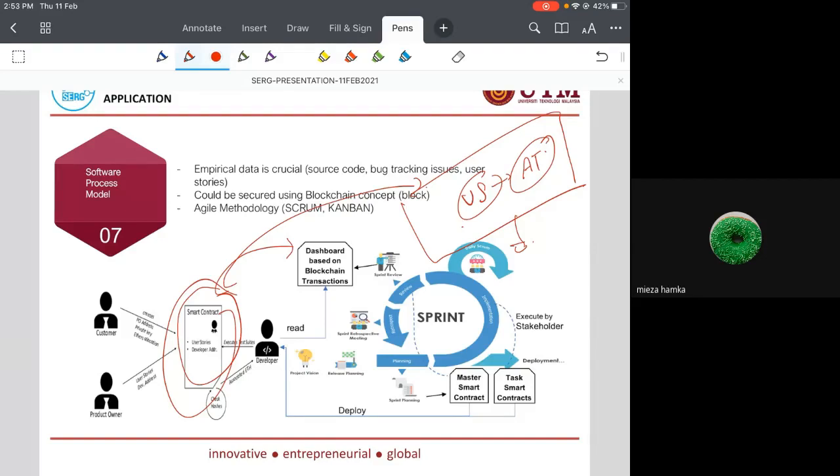Meaning that in the current practice, the SRS is signed off only one time. We have the SRS, the product owner signs, agrees just once. But by using the smart contract, every sprint cycle they have to sign off, and so on, using the smart contract.